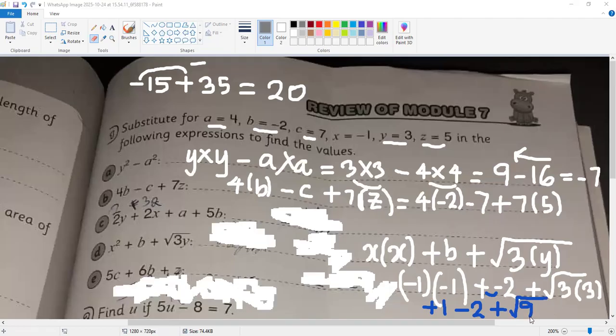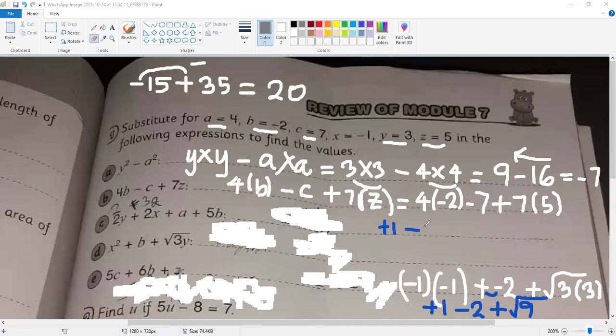So learners, what is the square root of 9? 3, right? Okay, so permit me to erase the top one. So I'm having it now as plus 1 minus 2 plus root 9 is 3. The square root of 9 is 3.